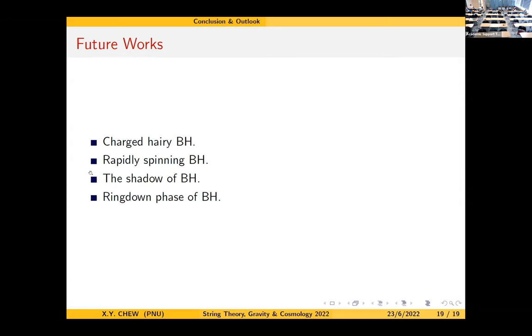The recent imaging of Sagittarius A star is a very good motivation to study the shadow of this hairy black hole. You can compare the shadow of this hairy black hole with the Schwarzschild black hole, and see what the differences are. Similarly, we can also study the ringdown phase of the black hole. For example, we can calculate the spectrum of the quasinormal modes of the black hole.